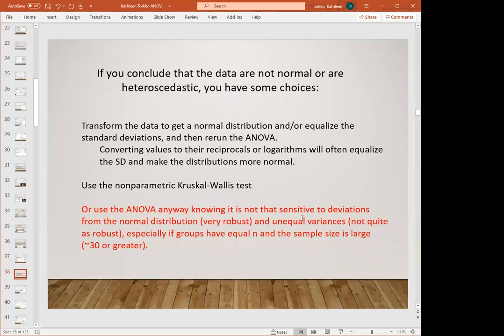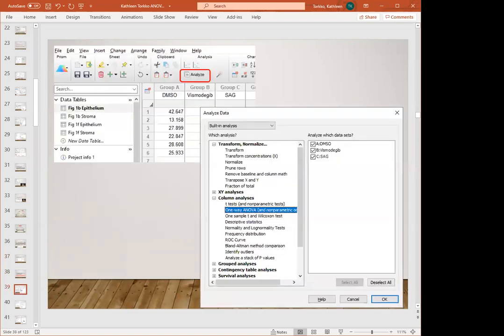So what we're going to go ahead and do now is run the ANOVA on the data, and I better go quickly. I'm running out of time here.